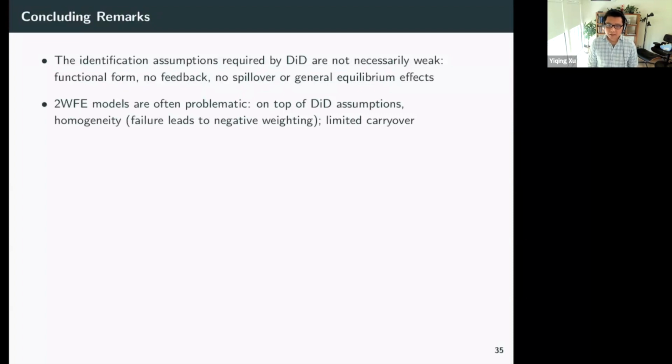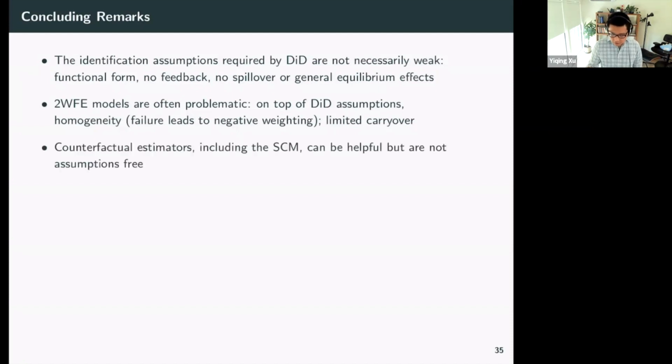Two-way fixed effects models are often problematic. On top of the DID concerns we just reviewed, you assume homogeneity, and failure of this assumption will lead to negative weighting. We've spent some time on this, and we also assumed either no carryover or limited carryover with parametric assumptions. So ignoring them may be problematic as well.